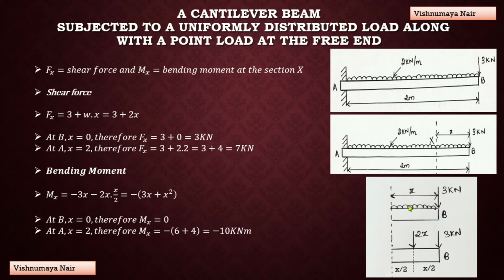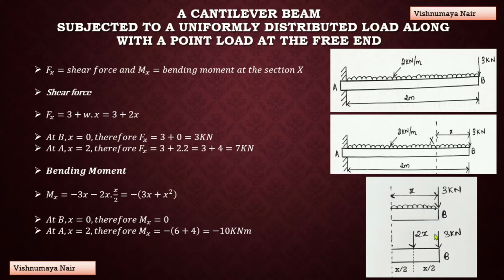I already told you that for solving the numerical problems, we have to convert the UDL into a point load acting at the center of the UDL. Here the length of the UDL is x meter. So the center of the UDL will be x by 2 from both the ends. And the value of the point load will be equal to the length of the UDL into the rate of loading. Rate of loading is 2 kN per meter and the length of this UDL is x meter. Therefore, the point load will be 2 into x. So this point load will be acting at the center of the UDL like this.